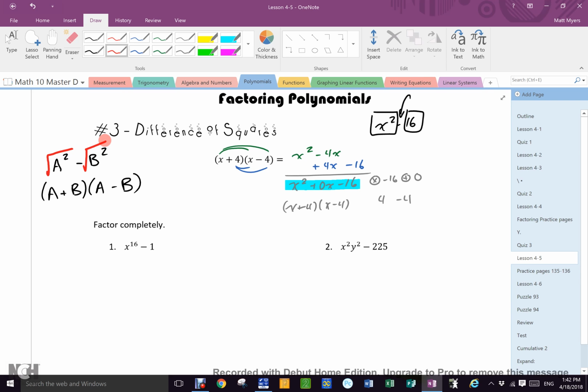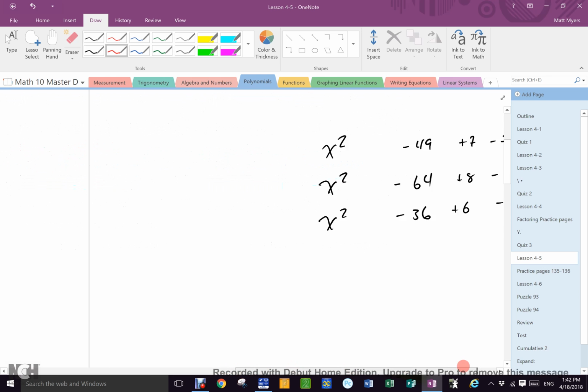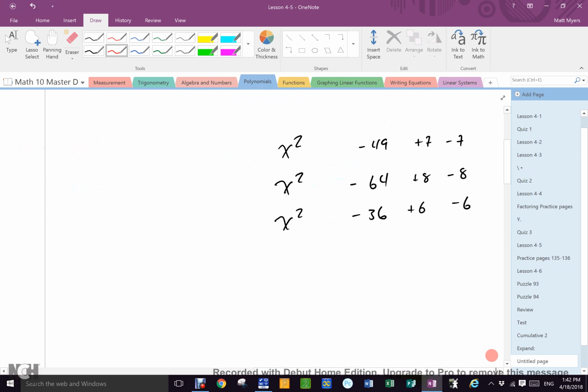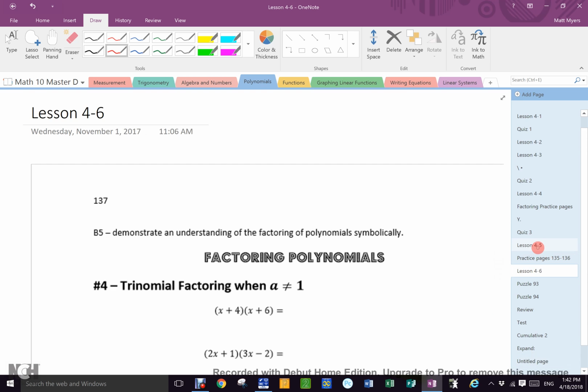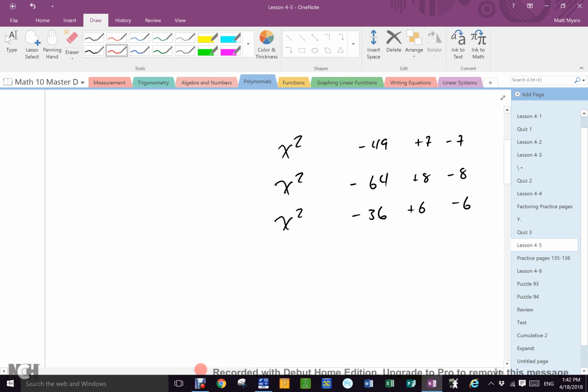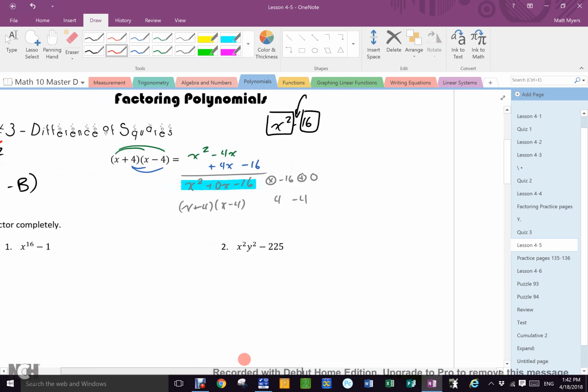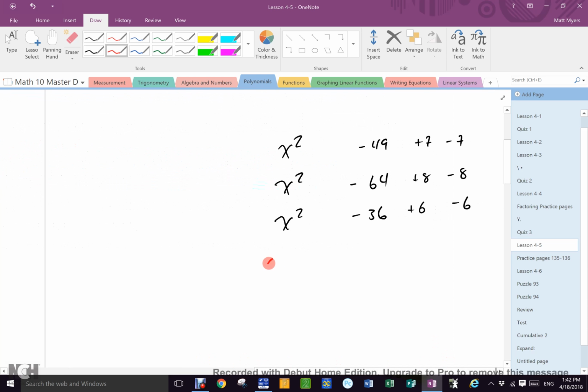Now I need you to notice something. It's called difference of squares, which means, will it work with this? x squared plus 49. Will that work? Of course it won't.